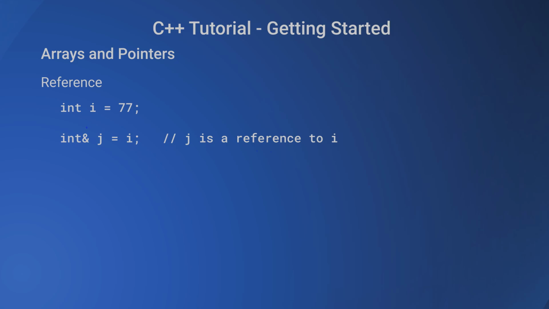The rules of reference are that a reference must be initialized at the time of definition. We cannot say just int &j. It has to be int &j equal to some integer variable. Second, once a reference has been created, it cannot be changed. That is, once I say int &j equal to i, now j is fixed to i. It cannot be made a reference to some other variable.